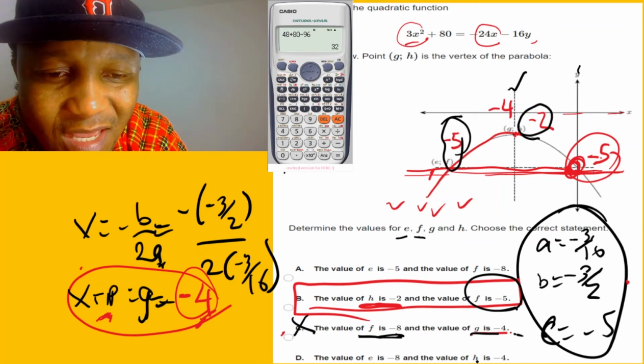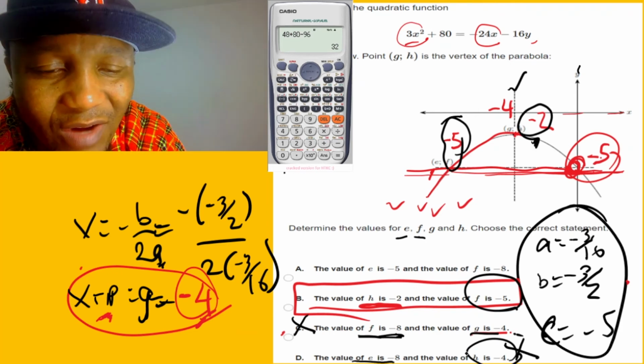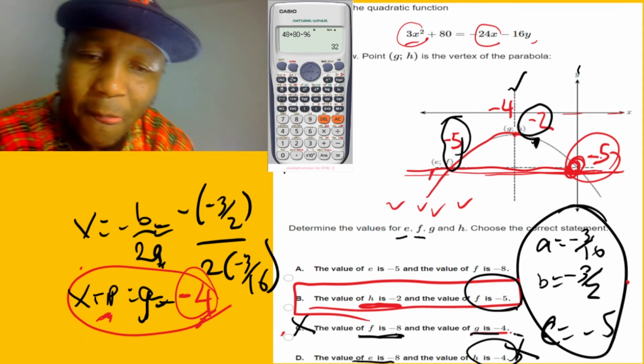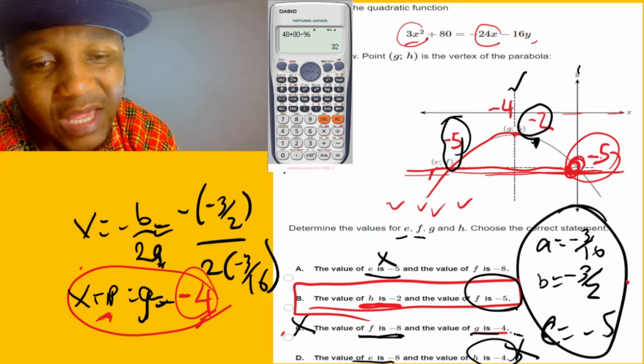Now let's come here. They say H equal to negative 4. No, it's not true. H is not equal to negative 4. H equal to negative 2. So this one is messed up, even if this is right, this is wrong. See? Now let's go for the first one. E equal to negative 5. Wrong. We don't know E, so we cannot conclude.